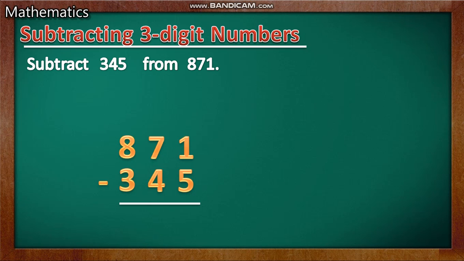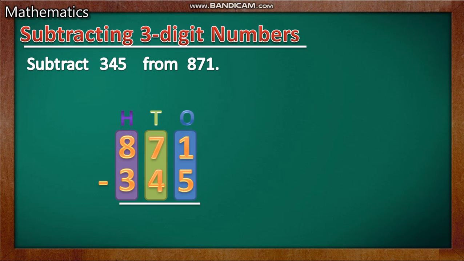Then we have to start from the right side, from the ones place, as I told you. From here it is the ones place. After completing that you may do the tens place, this. Then only you may do the hundreds place. Okay, I am starting. I told you to start from the ones place, that is 1 minus 5.